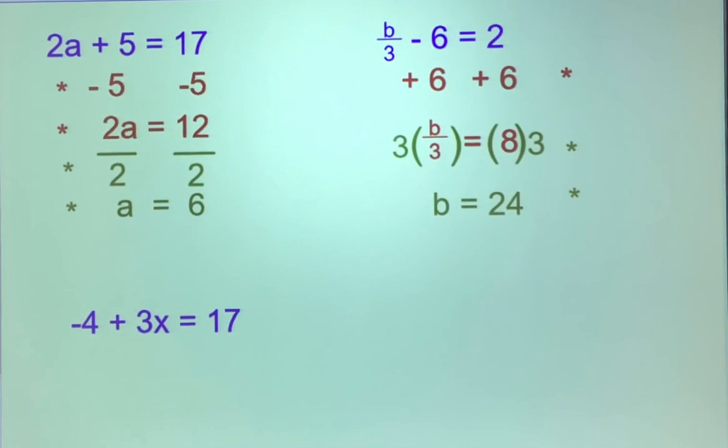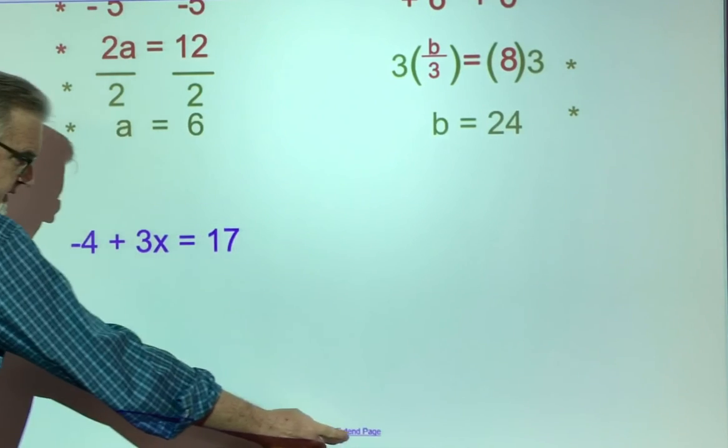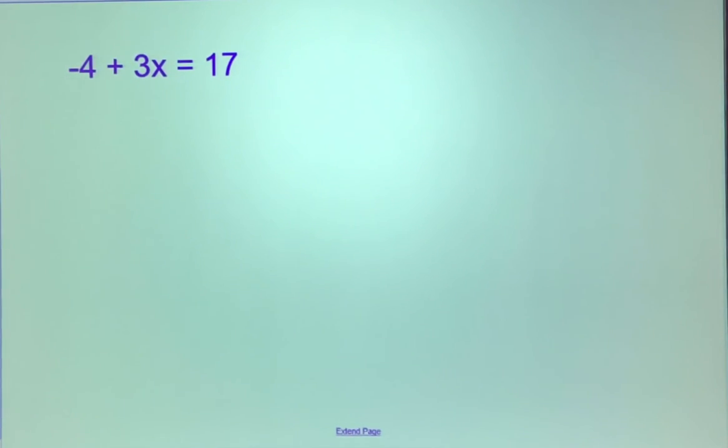I've included a third example today, and in that example we have negative 4 plus 3x is equal to 17. I just kind of switched the order on it, and we're going to take care of this. In this one we have addition and we have multiplication. We're going to undo the addition first. So they're adding 3x and negative 4, so we need to do what? That's right. We need to subtract negative 4 from both sides of the equation.